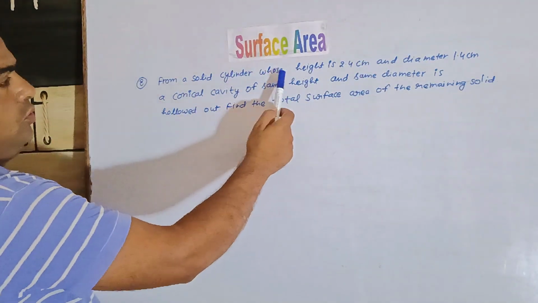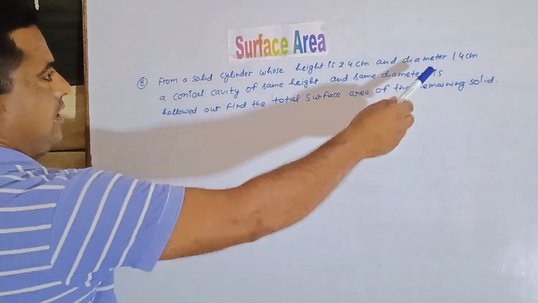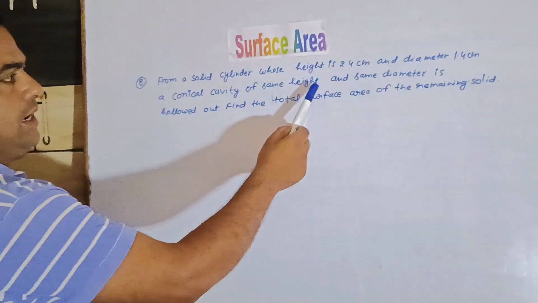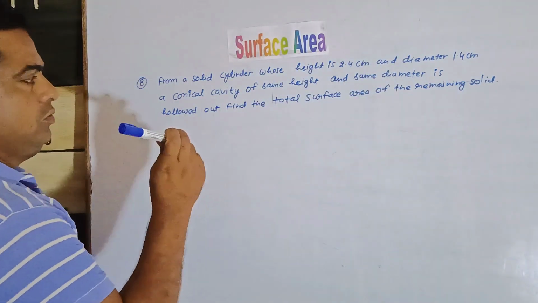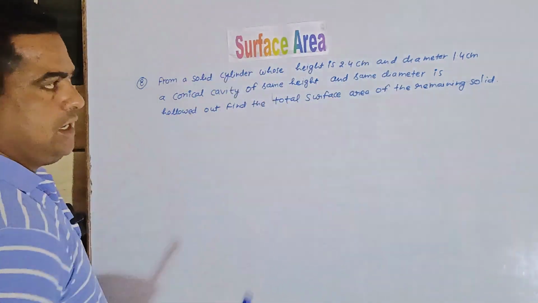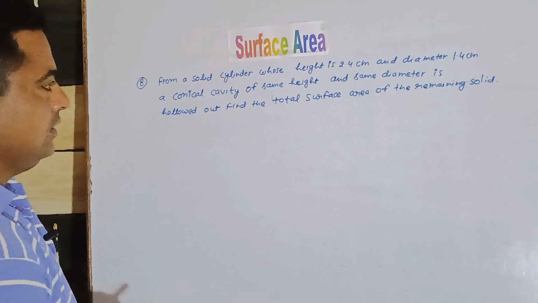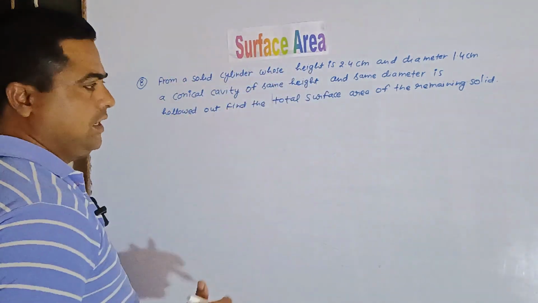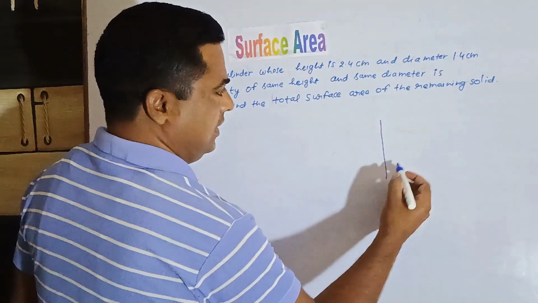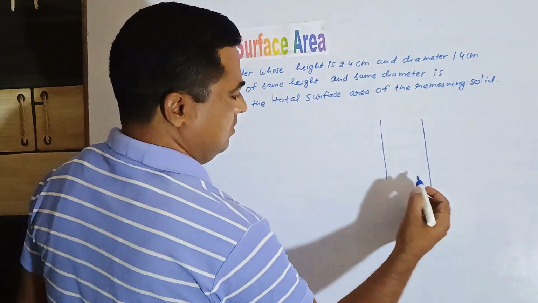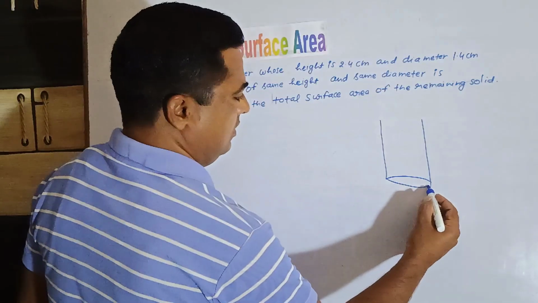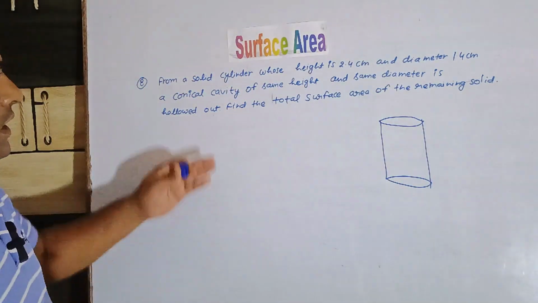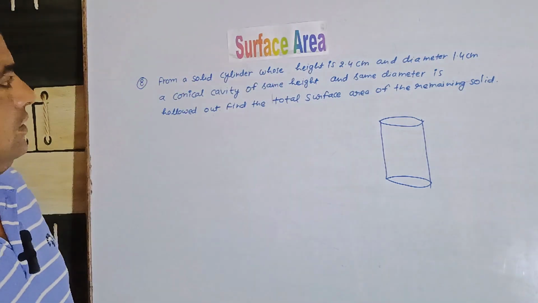From a solid cylinder whose height is 2.4 centimeter and diameter is 1.4 centimeter, a conical cavity of the same height and same diameter is hollowed out. Find the total surface area of the remaining solid. Correct? So students, we will make a figure from this given data. We have a cylindrical part, and height and diameter are given here. What is the height of the cylinder and what is the diameter of the cylinder?